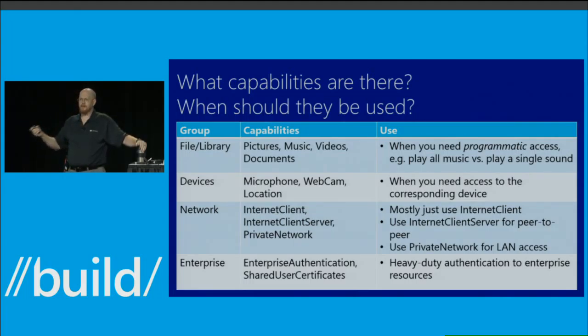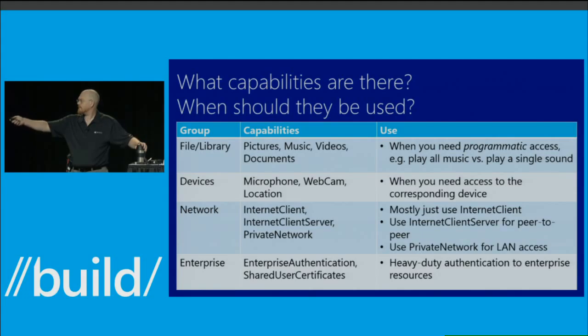client-server is there if you need to do peer-to-peer things. Fundamentally, it lets your app call listen. And you might need that if your app was a chat app or a file-sharing app or something where two PCs are going to talk directly to each other without going through a server. And the private network capability exists so that your app can access the local area network in the home or in the enterprise. So please only use that if you actually need local area access.